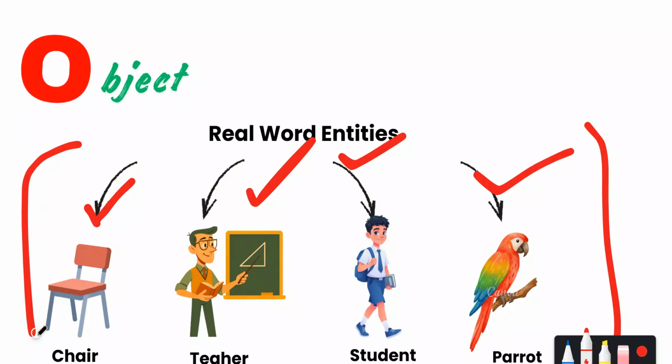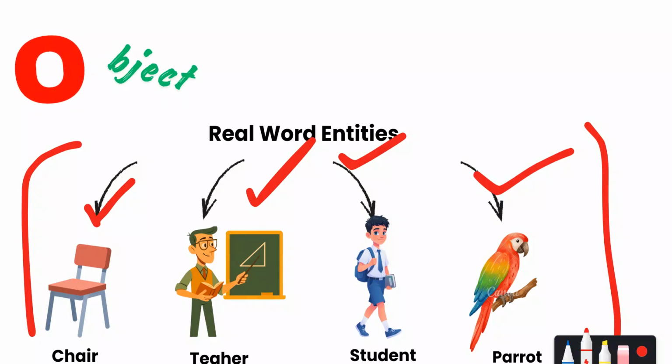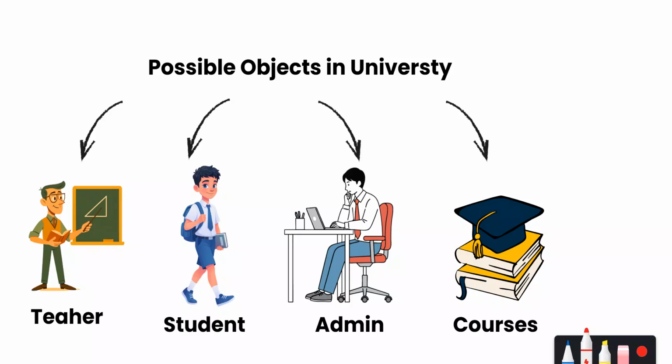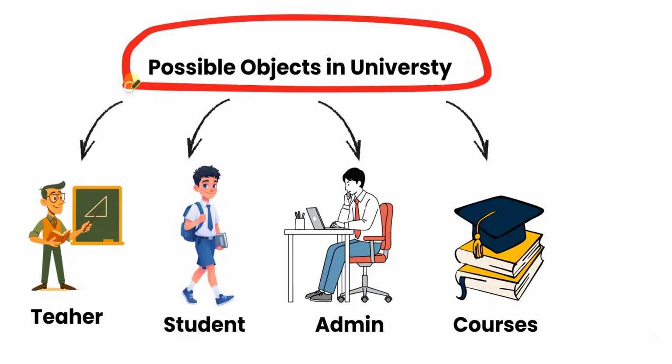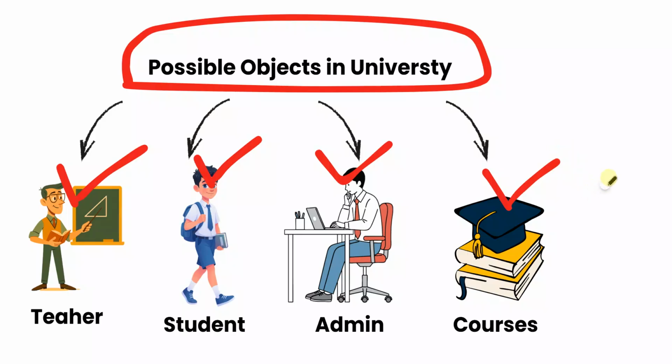But the question is, in any program, you take only those objects which you need, which have some responsibility in your software. When you code a program for the university, the related objects are that the teachers have some responsibility in that software, the students have some responsibility, the admin has some responsibility, courses do have some responsibility, the classrooms, the labs, etc. So all these things will become objects.